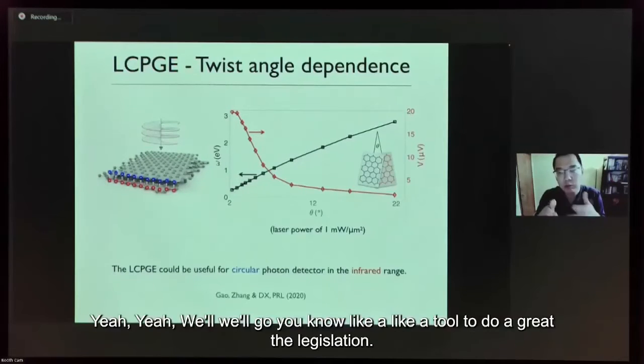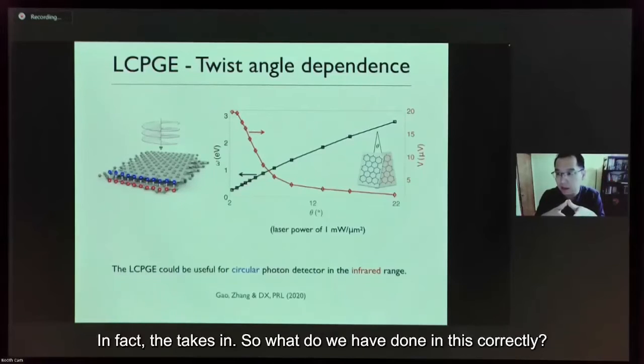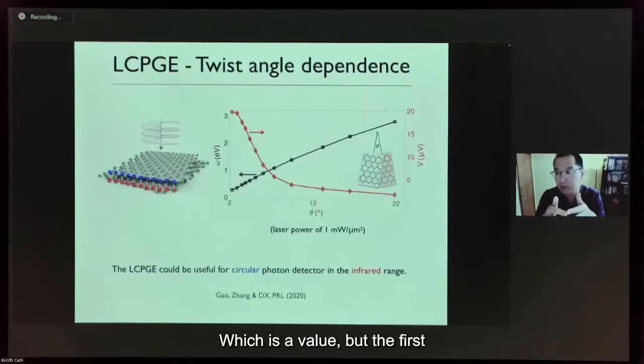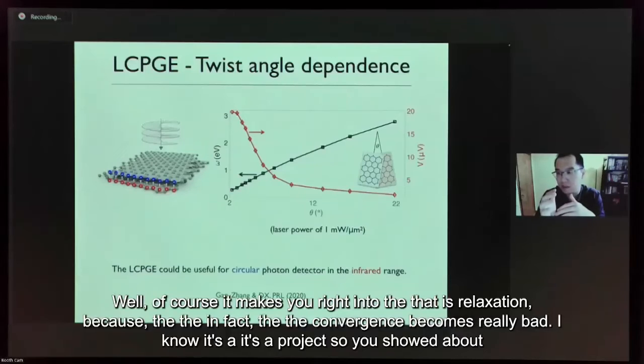when you go below about 2 degrees, the lattice relaxation effect kicks in. What we have done in this calculation is a rigid twist, which is valid for a large twisting angle. But for small twisting angles, the lattice relaxation becomes very important. Of course, you can say, why don't you take the lattice relaxation into account? But because the LCBGE is a second order optical effect, the convergence becomes really bad.